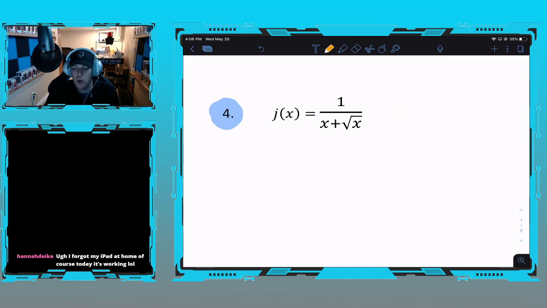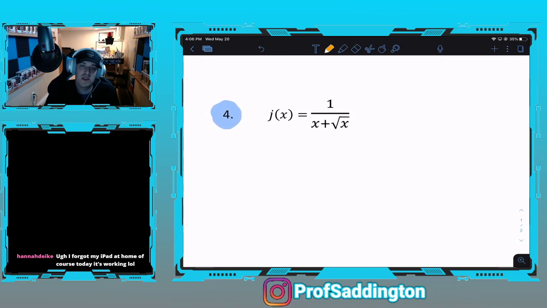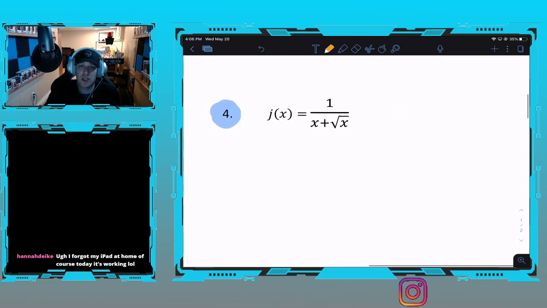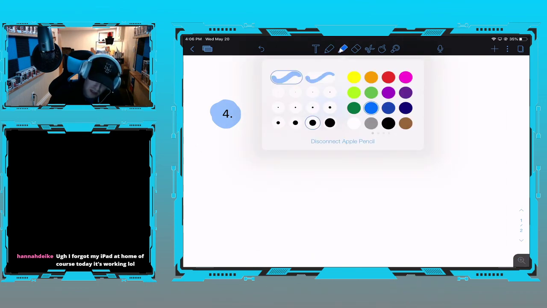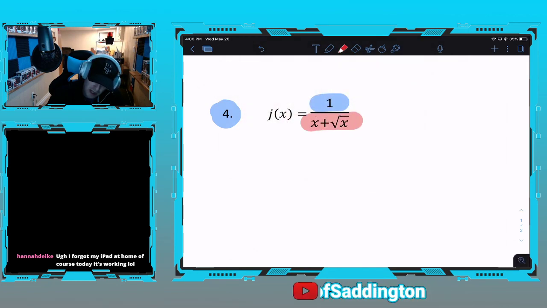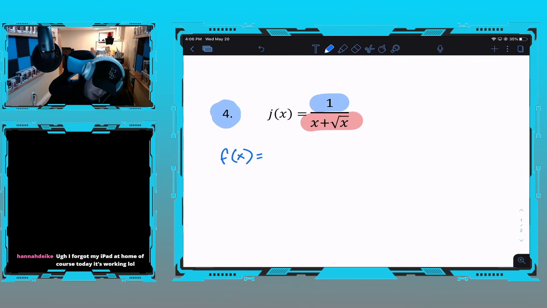And so number 4 is going to be the only other one that I'm going to go over. And this one is quotient because quotient rule is division. So just like we did before, I'm going to split it up into two pieces. So top part. So I have f of x is equal to 1.